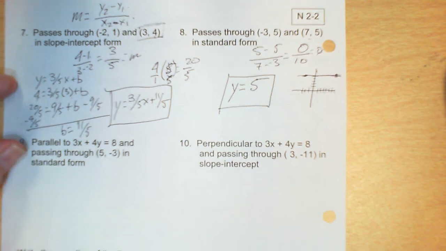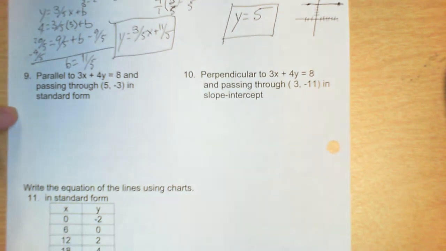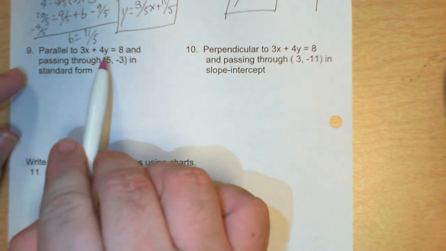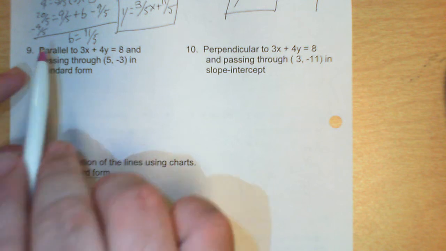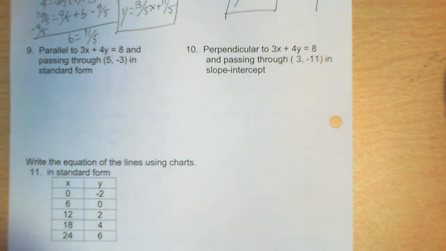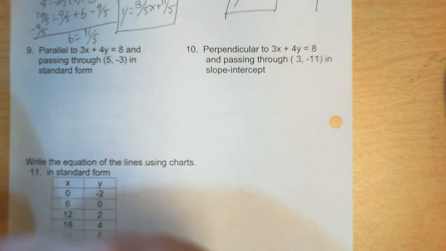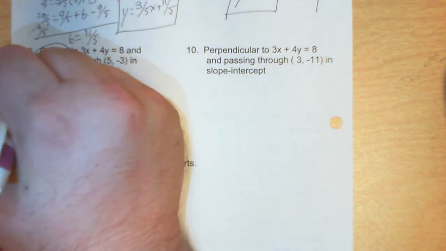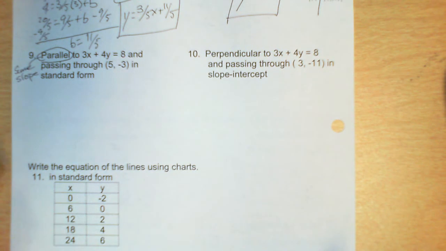Okay, 4 more problems left. We're going to learn 2 important principles here. I'm going to teach you a shortcut. First of all, they're giving us the equation of a line, and they want us to find an equation that's parallel to it. So when 2 lines are parallel, they have what? The same what? Slope. So parallel means same slope. Okay? And passing through this point.